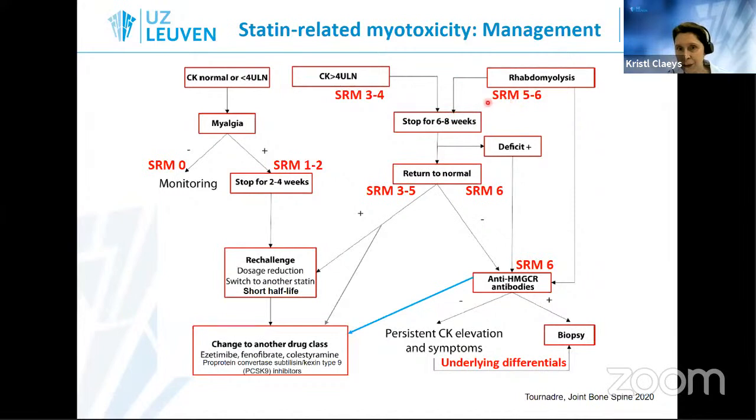Then you have the SRM5, so rhabdomyolysis here. It's the same as for SRM6, so you will also stop for 6 to 8 weeks. If there is a deficit, we have the 6, but if it returns to normal, so your CK returns to normal and you don't have a deficit, at that time you could do a re-challenge. So we will not do a re-challenge in case of antibodies, but in the other cases you could try a re-challenge.